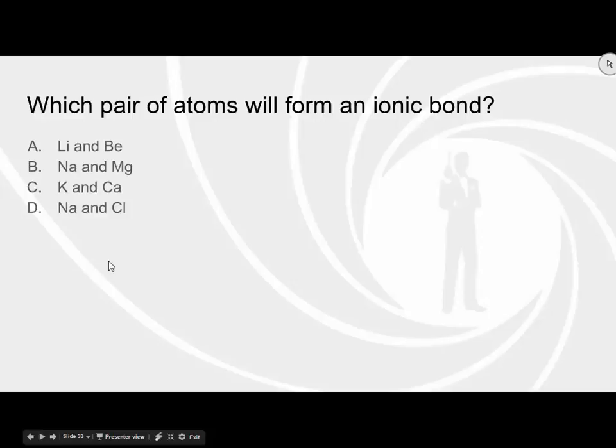So see if you can figure this one out. Which of the following will form an ionic bond? And our answer should be D. Sodium is our metal, chlorine is our nonmetal, it forms an ionic bond. Positive, negative, metal, nonmetal.